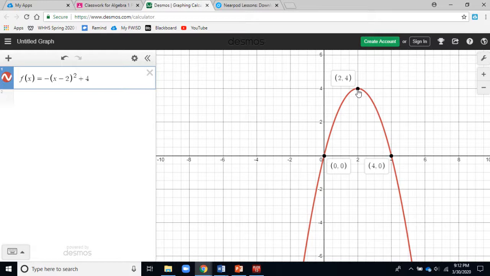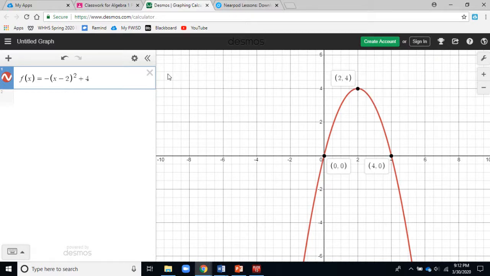And then the last thing that I want to point out is the axis of symmetry. The axis of symmetry always goes through the x-axis, and it always goes through the vertex. And so the x value of my vertex is 2.